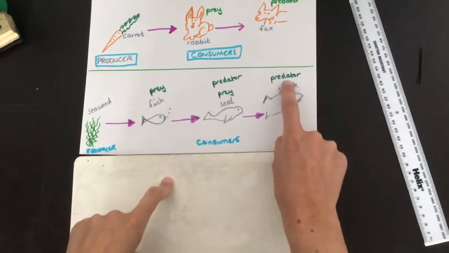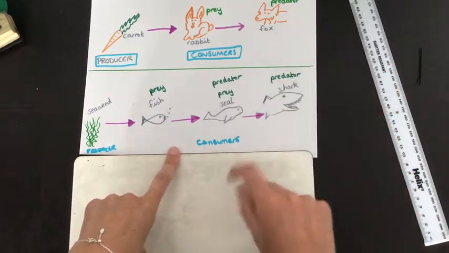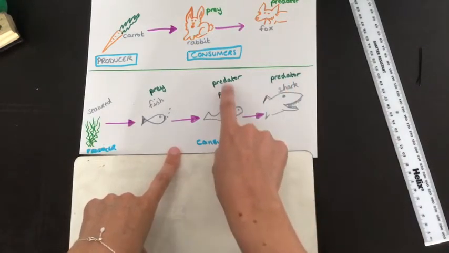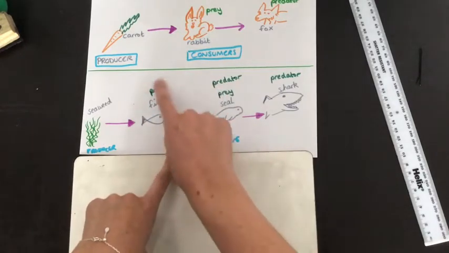My shark is my top predator, top of the food chain. Nothing really is going to try and eat my shark. Next, my seal is prey to the shark, but he's also a predator because he is a predator to the fish, and the fish is prey here.